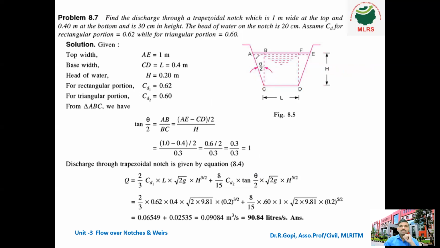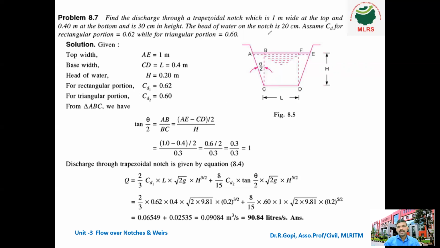Now take this triangle ABC. ABC and FED are both the same, symmetrical, so we can take any one. I'm taking triangle ABC. In this triangle, the included angle is theta by 2. So tan theta by 2 is equal to, what is meant by tan theta? Opposite divided by adjacent. Here the opposite side is AB, and the adjacent side is BC. So AB divided by BC.